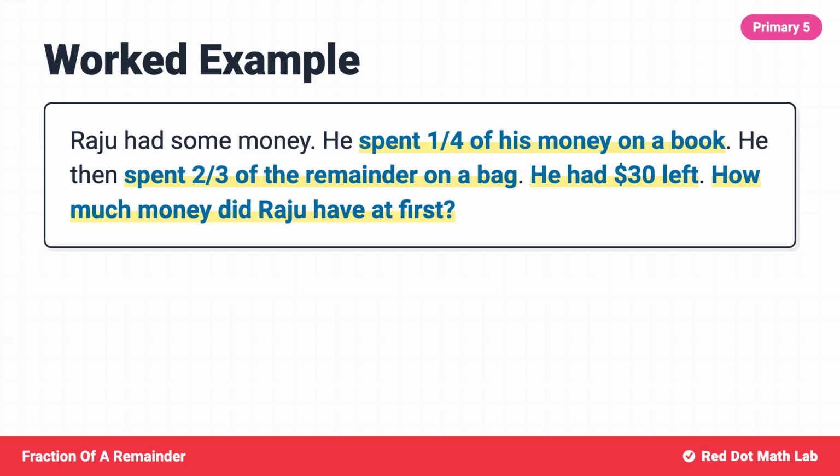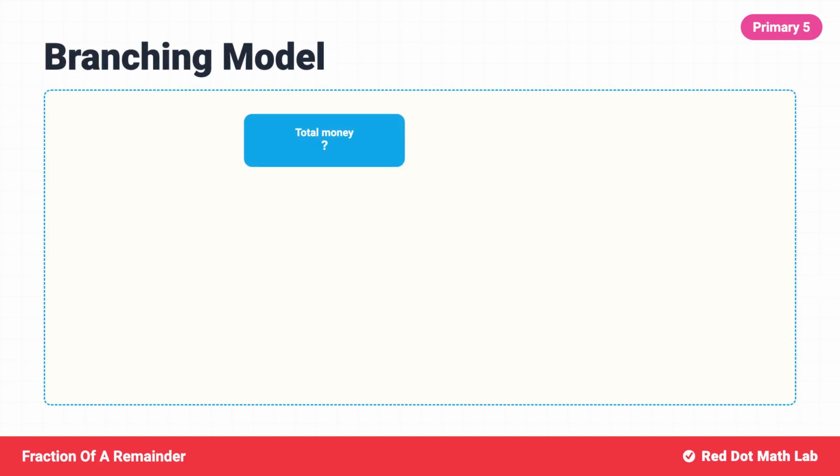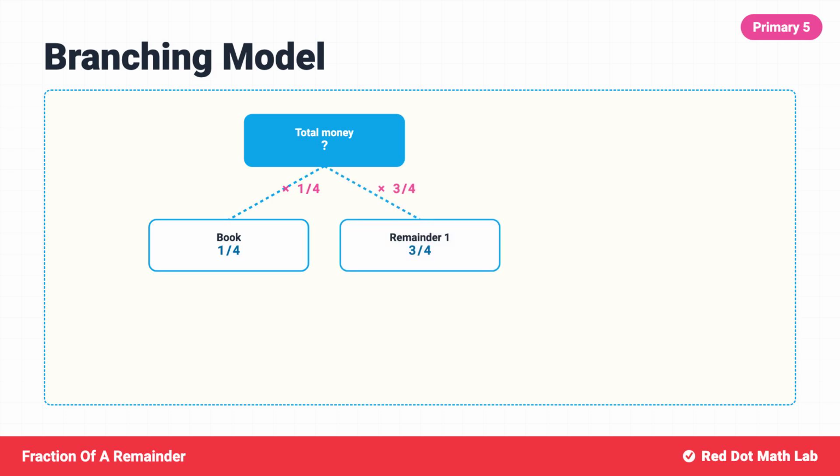Let's draw our branching tree to make this clear. At the very top, we have Raju's total money. This is what we want to find. From this total, we split it into two parts. 1/4 goes to the book. The other 3/4 is the remainder, the money he still has after buying the book.